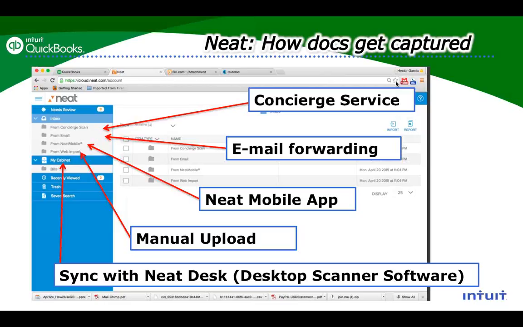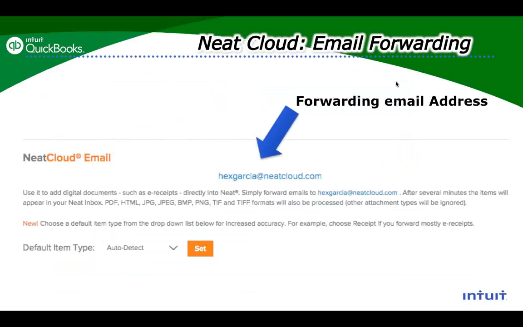You can do email forwarding, which I alluded to earlier, where basically you get a document via email and you just forward it to a special email address that Neat will give you, and it goes straight into that portion. You can take a picture from the mobile app. You can manually upload, and as I mentioned earlier, you can sync with your desktop version of Neat or the Wi-Fi scanner.